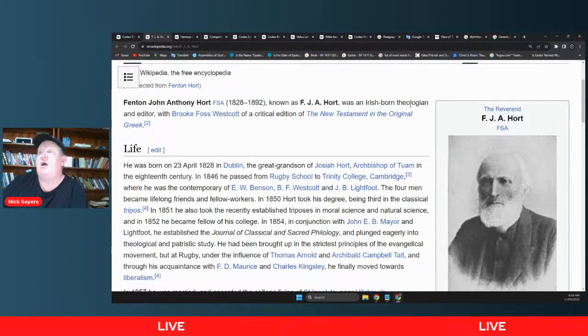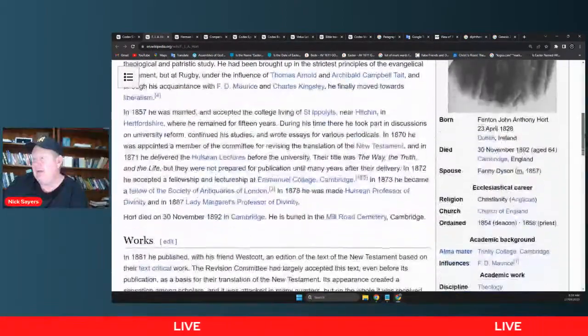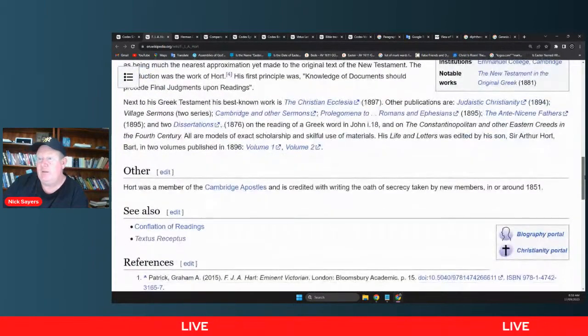F.J.A. Hort was an Irish-born theologian and editor with Brooke Foss Westcott of the critical edition of the New Testament in the original Greek. So when I say Westcott and Hort, here he is. He is your man. Okay, so he survived up until 1892, age 64.